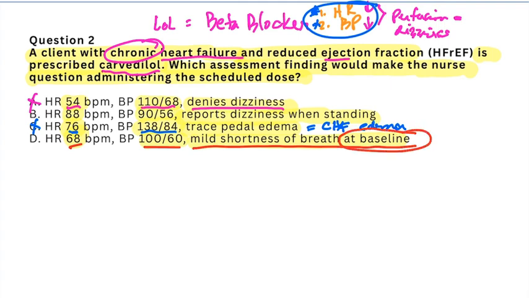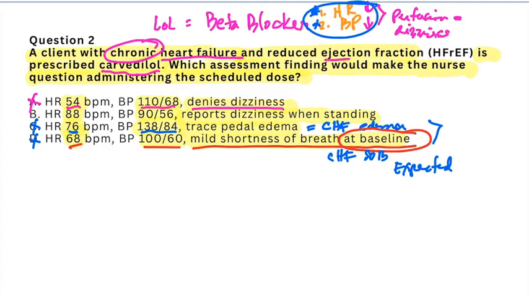So what does it tell us? That at baseline, like a normal day for this patient, the patient is having mild shortness of breath. The other thing to think about is that this is a CHF patient, a chronic one at that, right? So having a little bit of shortness of breath is an expected outcome. So guess what? C and D are expected outcomes. So that would not be the correct answer.